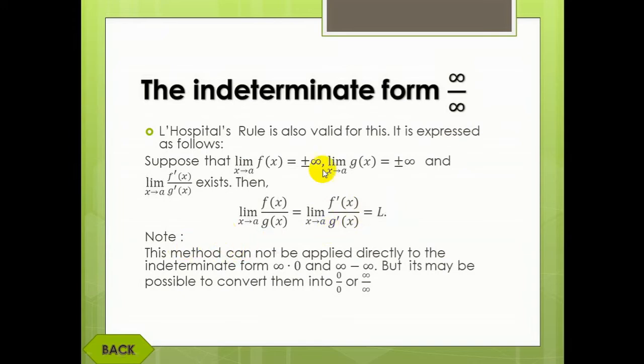Remember, this method cannot be applied directly to the indeterminate forms infinite times 0 and infinite minus infinite, but it may be possible to convert them into 0 over 0 or infinite over infinite. So you need to remember that when you substitute into the function and the result is like this, you need to convert it to 0 over 0 or infinite over infinite. Okay, friends, that's the difference between 0 over 0 and infinite over infinite.